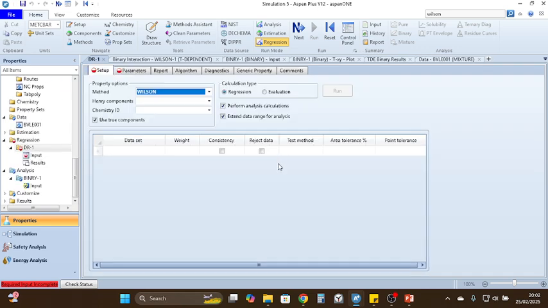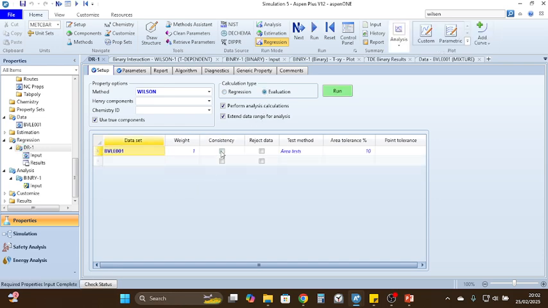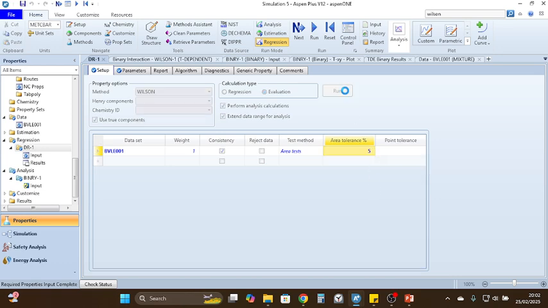As I have told previously, before doing regression we need to do evaluation. So the data set that we are going to do is for this. We are going to do it for the consistency test. Let the tolerance be 5% and let us run.